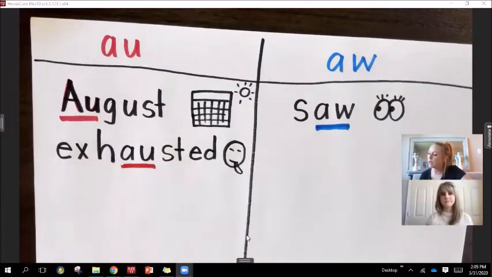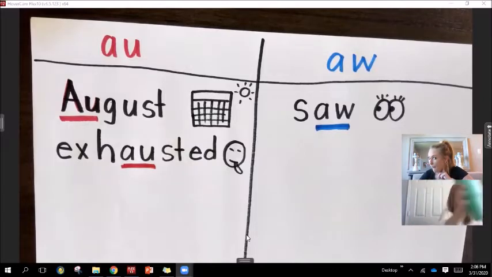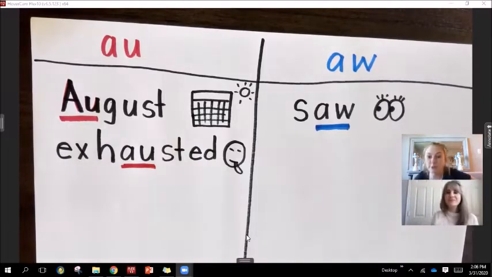Let's try to think of one more AW word. Ooh, I know one. I'll give you a hint. Miss Yashik, you just read my mind. It's what's at the top of her cup that you drink something out of. You know what I'm thinking of? It's a straw. Very good.